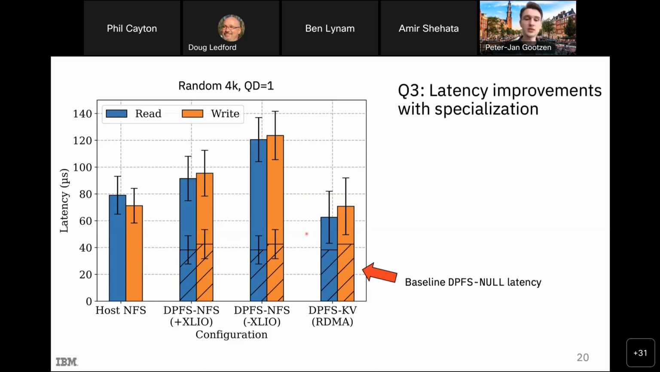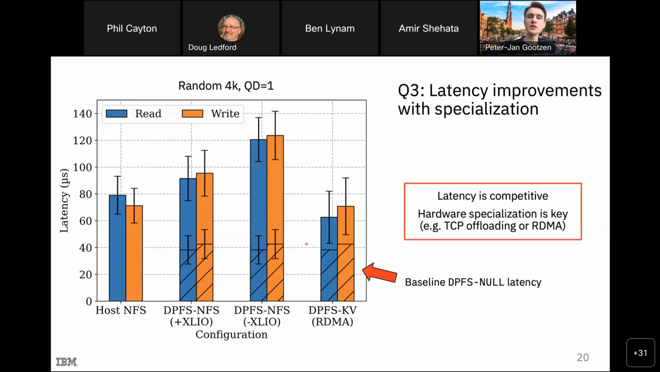On the right, you can then see the latency of the key value implementation, which uses RDMA. And this is even faster. This is faster than doing host-based NFS. And so we think that these latencies are competitive, especially when you take into account that the baseline latency of our DPU is 40 microseconds. So this crossed bar on the bottom, where if you do proper hardware specialization using RDMA with the key value store, for example, the latencies and the throughputs become competitive.